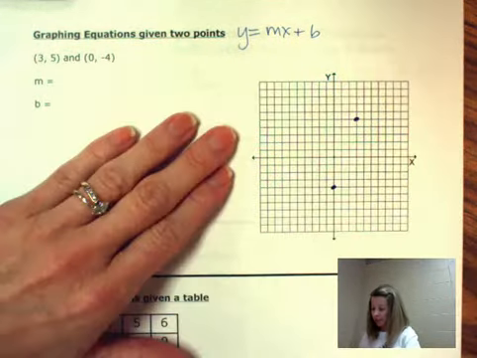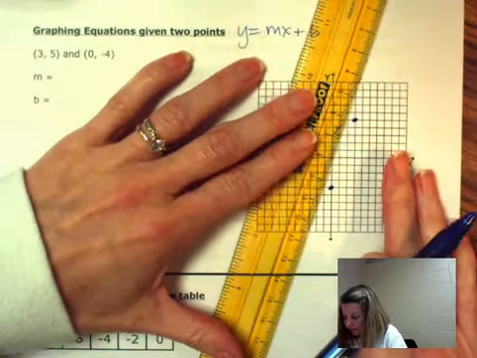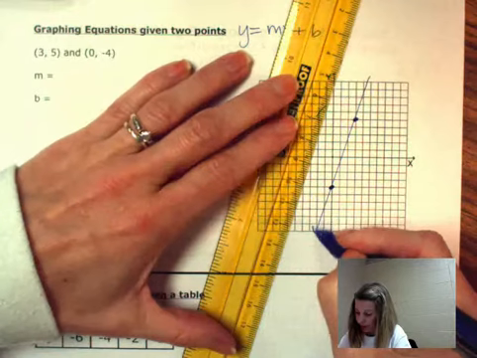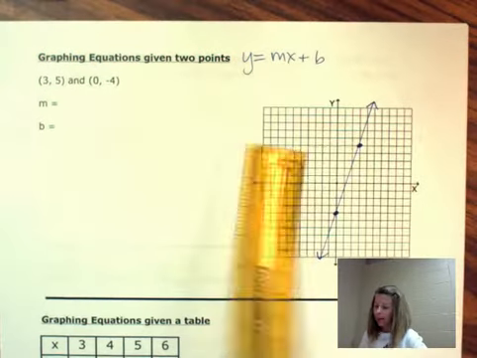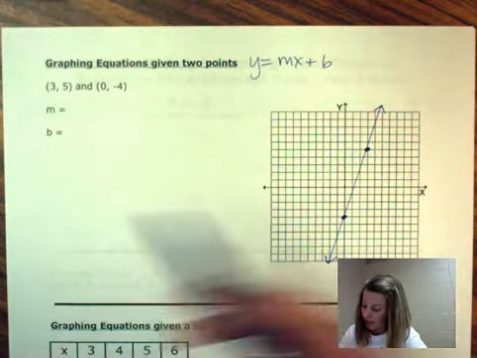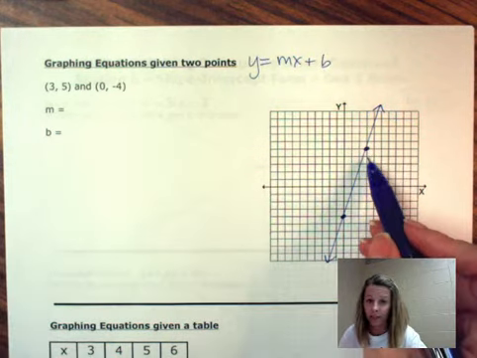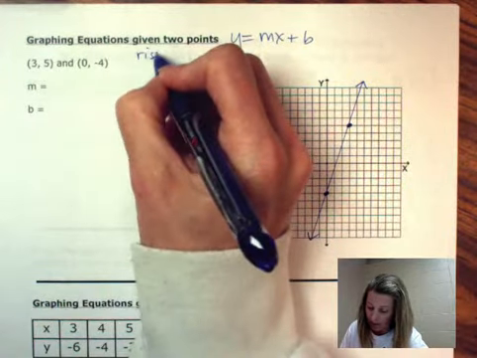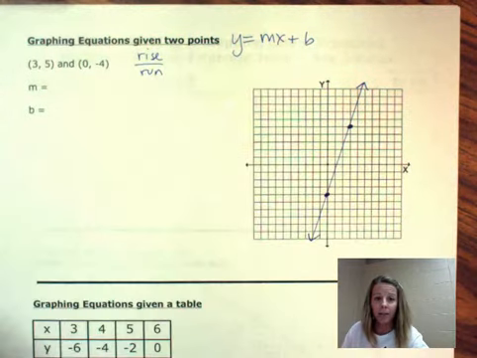Okay, so I'm going to connect these. So any 2 points will create a straight line. I can just connect them. Now I can do one of two things. I can just count rise over run here, which is probably the easiest thing to do. So don't forget where rise over run can come into play.